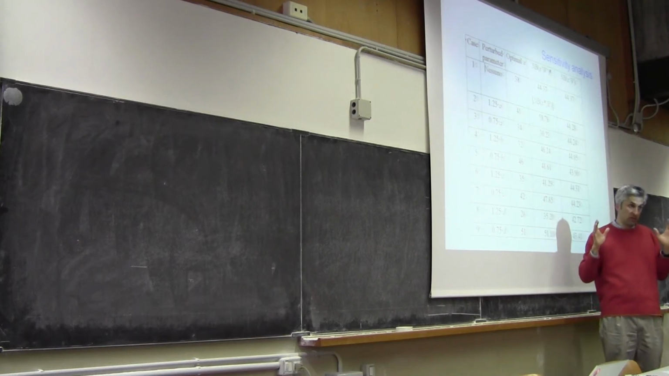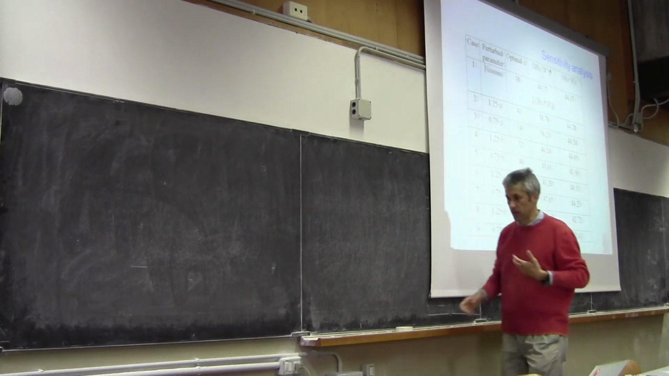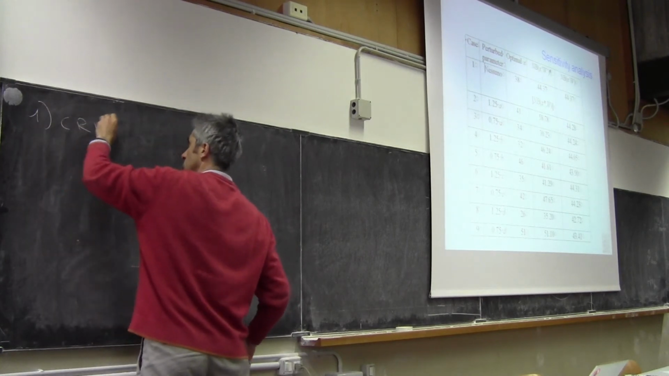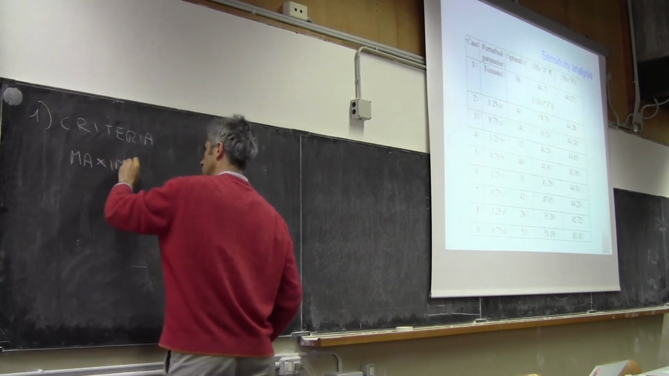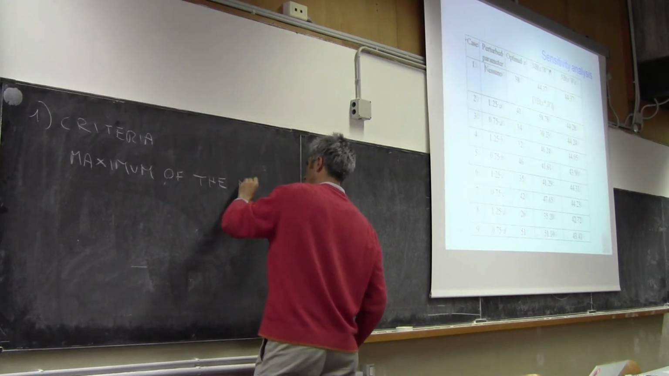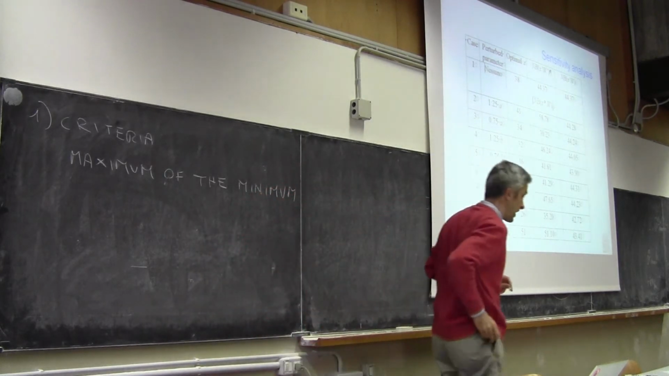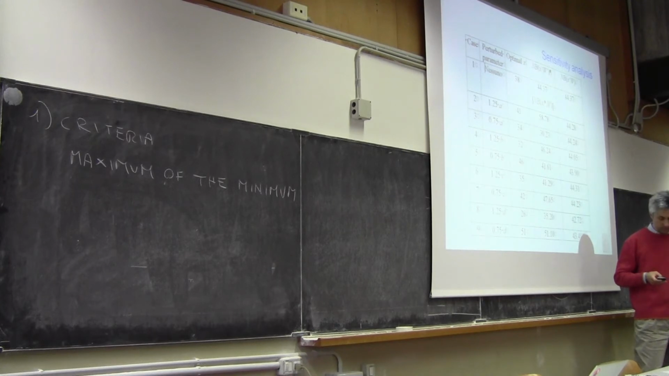If I want to be safe, a criterion to decide could be what is called the maximum of the minimum. So the first criterion could be what is called the maximum of the minimum, which means that you select the allocation that gives you the maximum benefit in the worst case. I try to explain better.